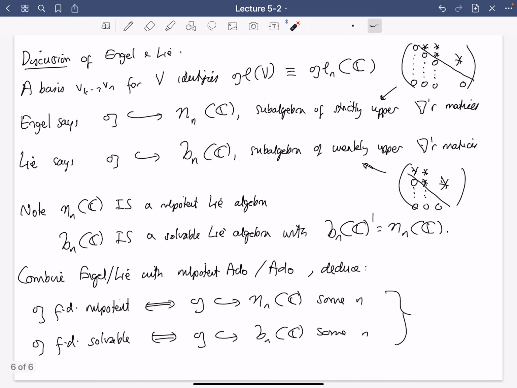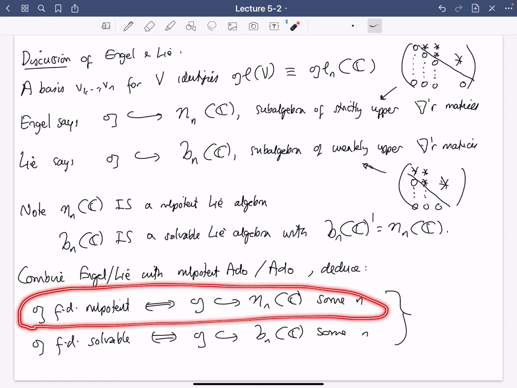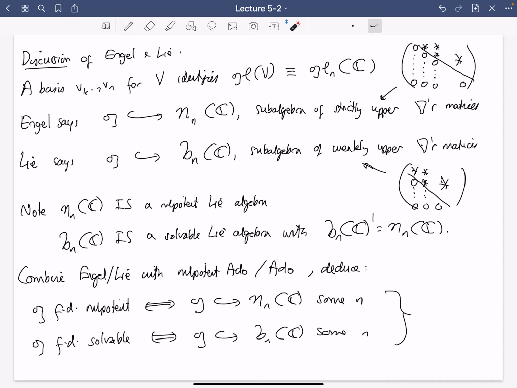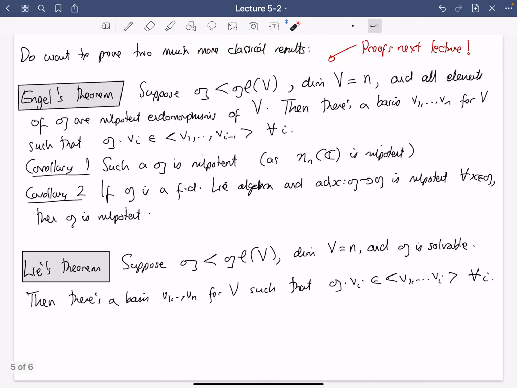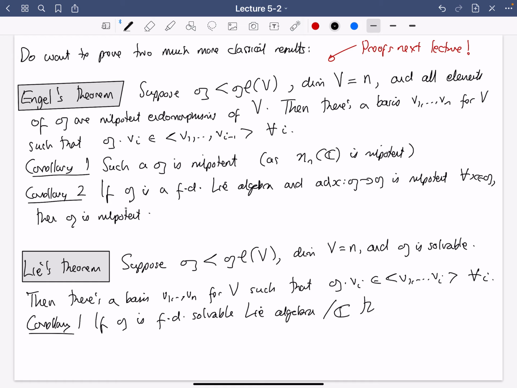Okay, so nilpotent Ado plus Engel exactly give this statement: a finite dimensional Lie algebra is nilpotent if and only if it's isomorphic to a subalgebra of N_n(C) for some n. And Lie's theorem and Ado's theorem give this analogous statement for solvable. Let's just maybe write down corollaries of Lie's theorem. If g is a finite dimensional solvable Lie algebra over C, then the derived subalgebra is nilpotent.